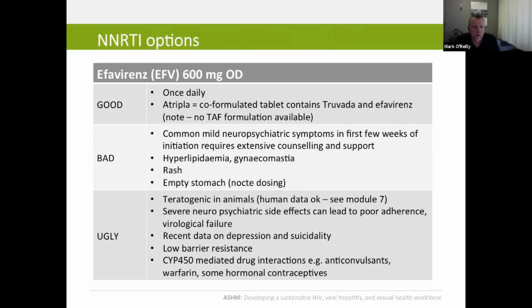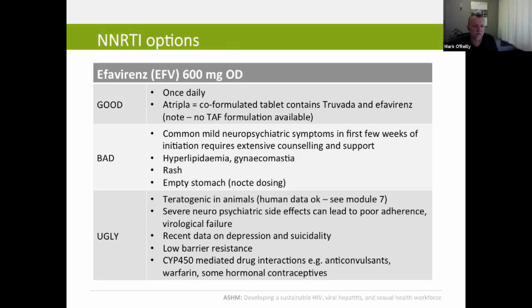A single pill called Atripla was our first single pill in Australia. There are common mild neuropsychiatric symptoms in the first few weeks of starting it, and the majority of those go away. But occasionally, for people that we prescribed it for in the past, those didn't go away, and so that medication for some was discontinued. It has been associated with increased lipids and some gynecomastia as well. It is best dosed on an empty stomach, so usually taken at night because of both that and the neuropsychiatric side effects, and it has been associated with rashes.